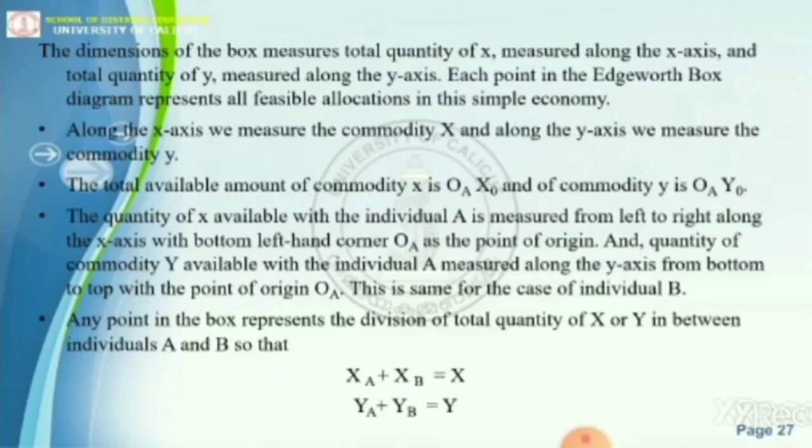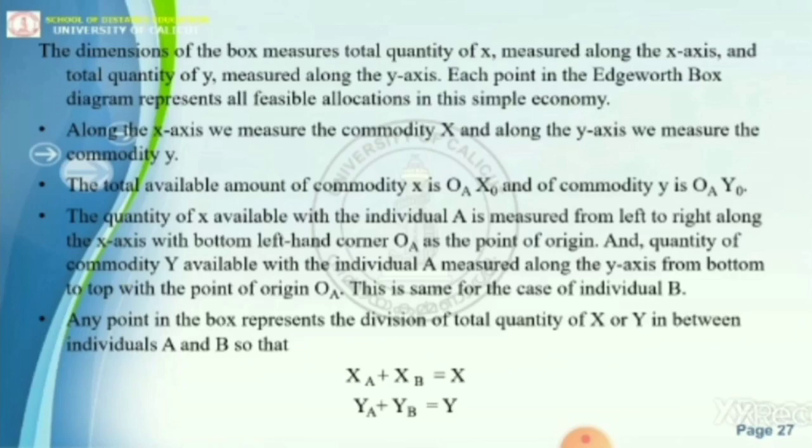Okay, the dimensions of the box measure the total quantity of x, measured along the x axis, and the total quantity of y, measured along the y axis. Each point in the Edgeworth box diagram represents all feasible allocations in this simple economy. Along the x axis we measure the commodity x and along the y axis we measure the commodity y. The total available amount of commodity x is OA x0 and of commodity y is OA y0.